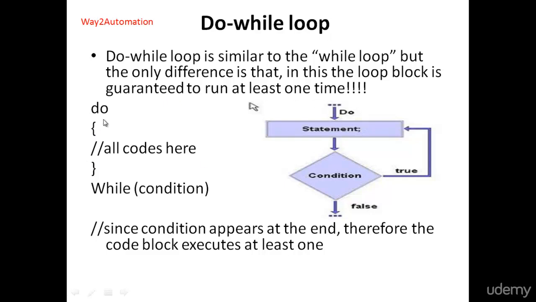So this do block will run at least one time, because the condition that we are giving is at the end. The condition is not over here. The condition is at the end, therefore the code block executes at least one time. So this is what your do while loop is.